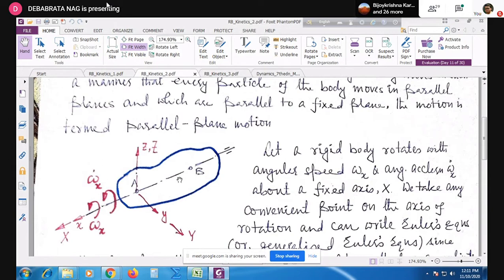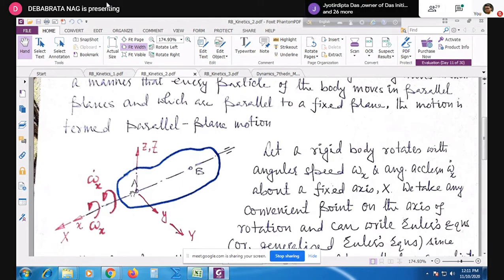We can always write the equation with respect to the center of mass, but we can also have a fixed point of rotation. Since this is a fixed axis of rotation, you can take infinitely many points, as per your convenience, about which you can write your Euler's equation. For example, in this figure, we have chosen the point A.